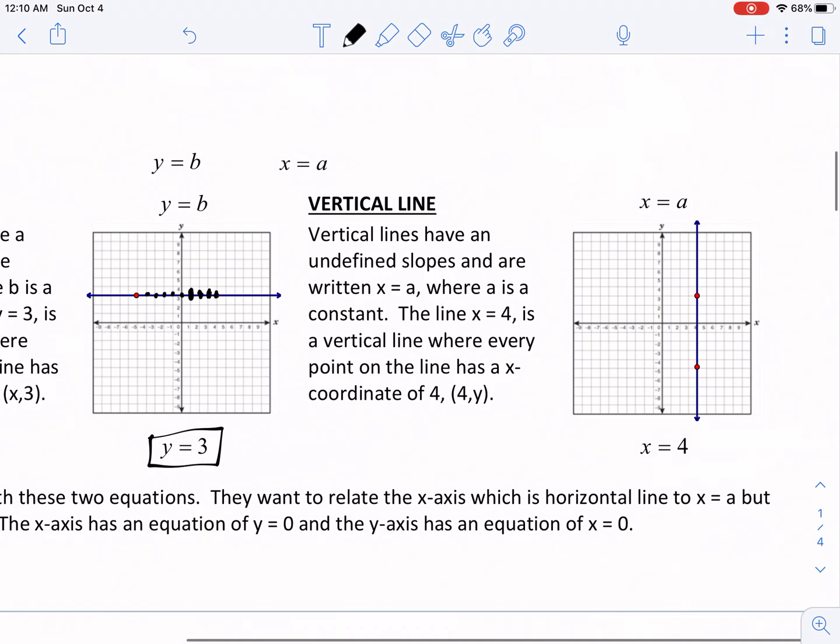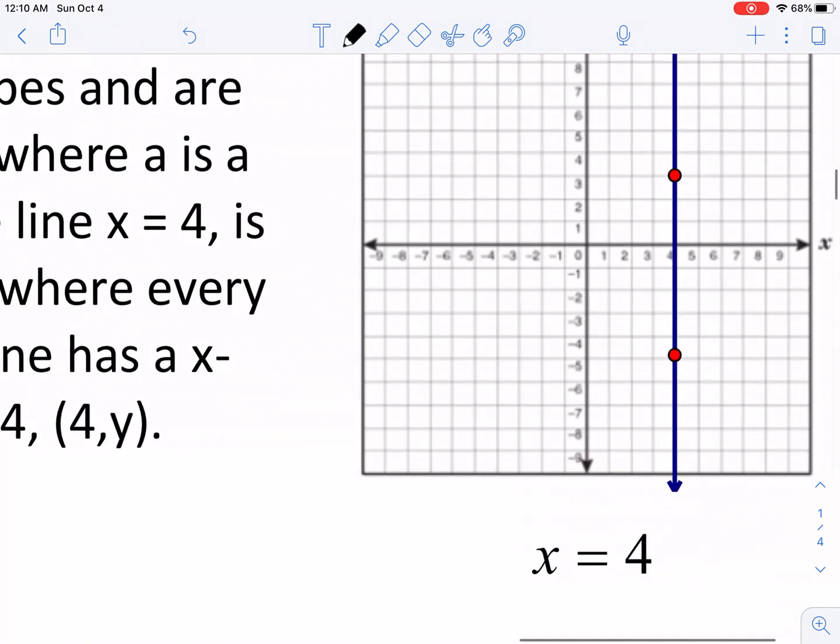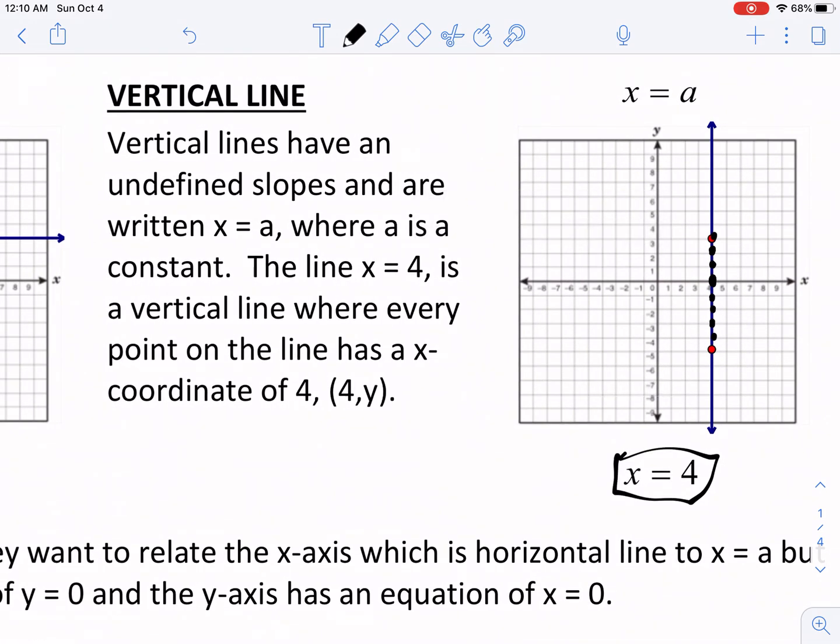Similarly, with a vertical line, we would call this guy the x value that it's equal to, because notice what these guys have in common, okay? This guy is (4, 0), (4, 1), (4, 2), (4, 3), (4, -1), (4, -2), (4, -3), (4, -4), and so on. What do these guys have in common? Well, they all have an x value of 4. So we would call this guy x equals 4, okay? Because every point has an x value of 4.